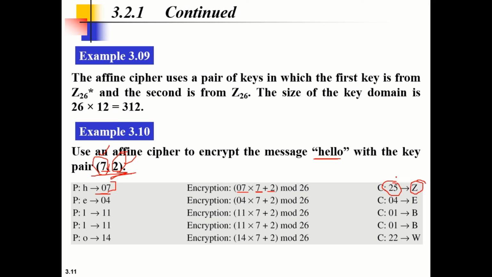Just like this, we will calculate the value for each and every letter. And you can see again that the value of L is the same for both of these L's, the ciphertext value is the same. That is because of this monoalphabetic cryptography, or monoalphabetic technique.